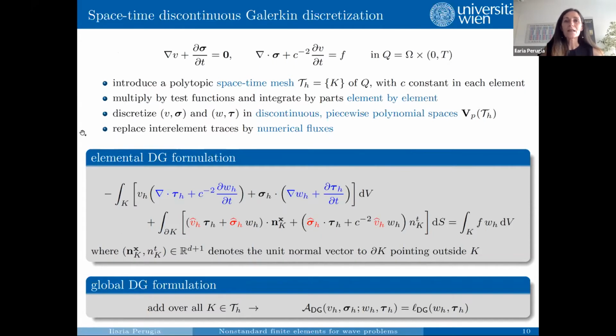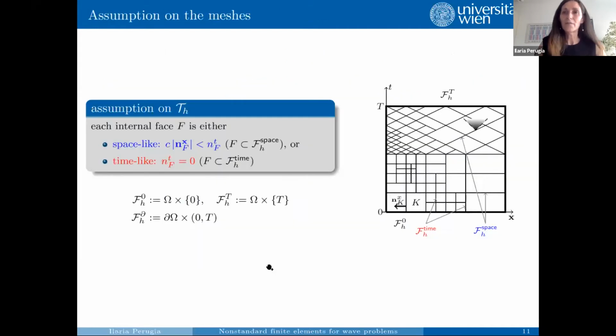Since in this way the elements do not speak to each other, in order to do the communication among two adjacent elements, I will replace the inter-element traces of my functions by the so-called numerical fluxes, which have to take into account also what happens in the neighboring element. So they have basically to establish the communication between the elements that I broke by taking discontinuous functions. And this will be the idea.